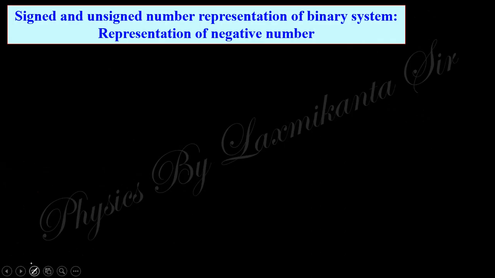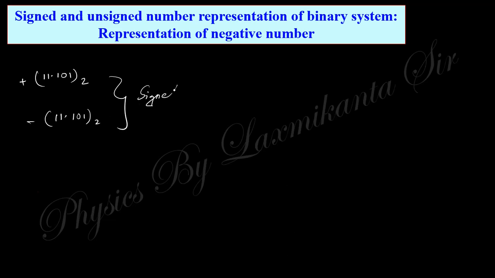Clear. Go to the next point, that is signed and unsigned number representation of binary and representation of negative numbers. Actually, in sign, that means you have a binary number, suppose 11.101, and if you take this positive and negative, this is called signed representation. Another representation is also used, where plus is used for 0 and negative is used as 1.